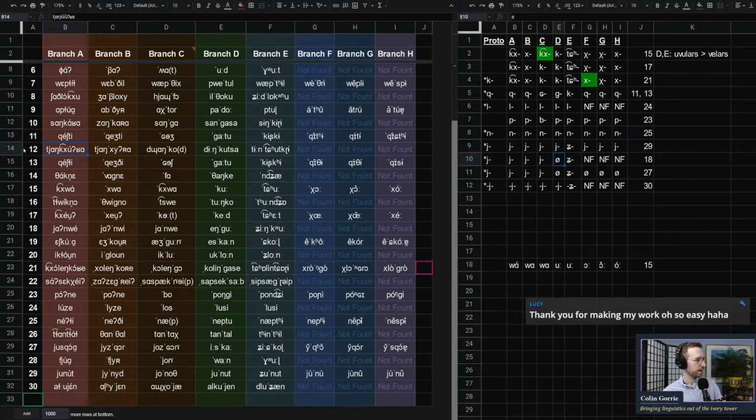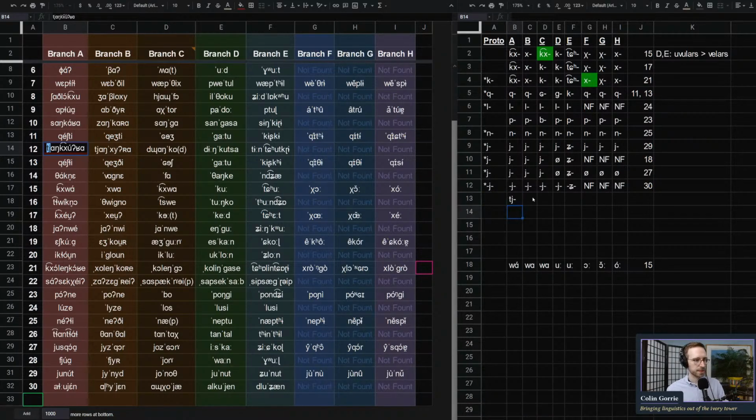We have a tia, de, de. So let's put this glide in with the onset right now. We may have cause to change our minds about that later. And then NF, NF, NF. Okay.